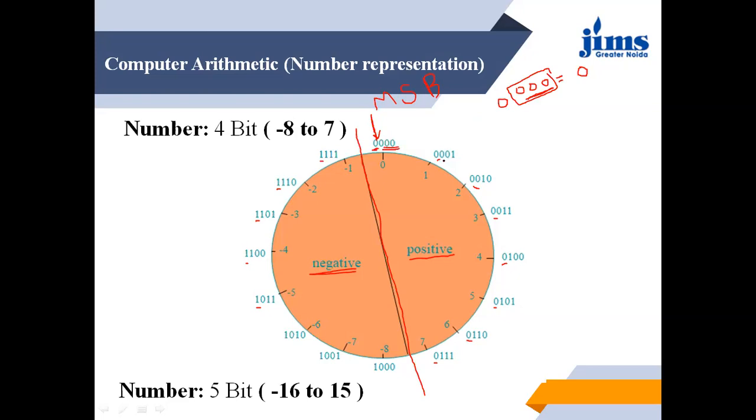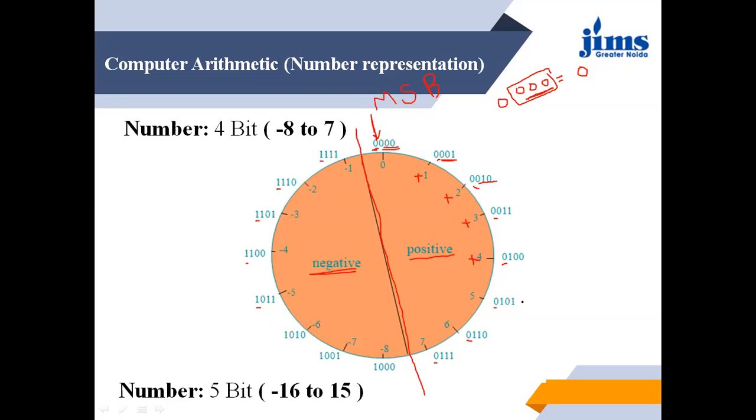This is 0001, which is the representation of plus 1. This is 0010, the representation of plus 2. This is 0011, that is plus 3. This is 0100, that is plus 4.